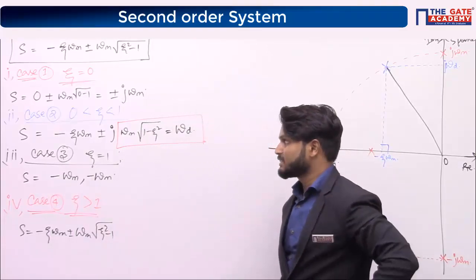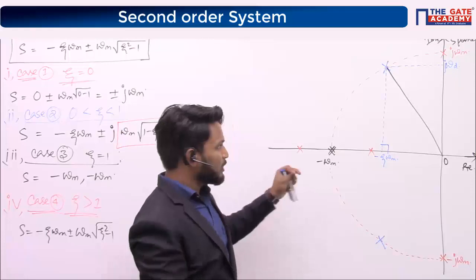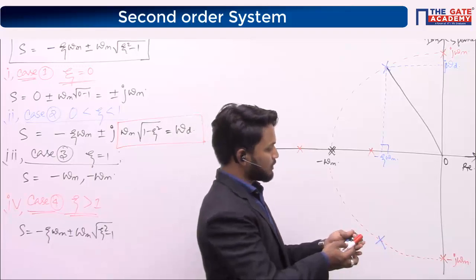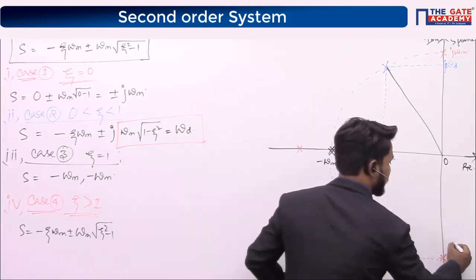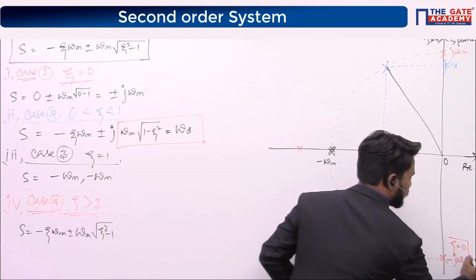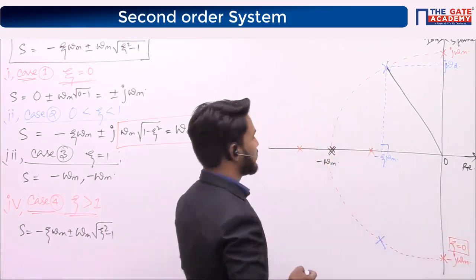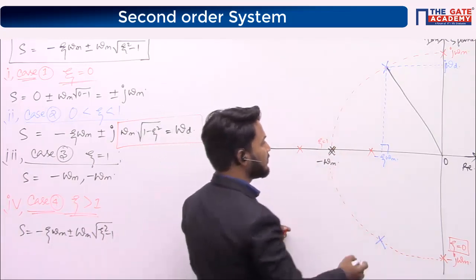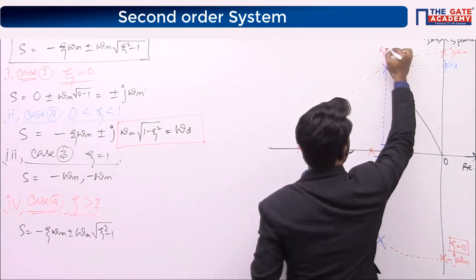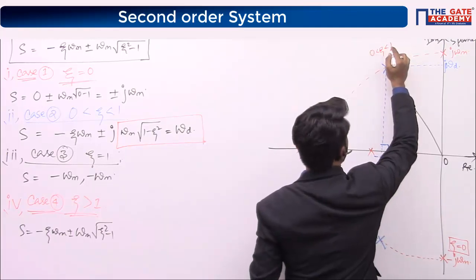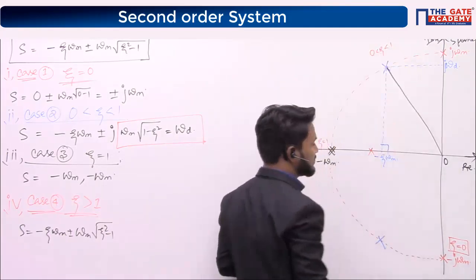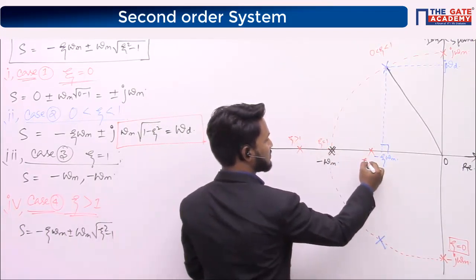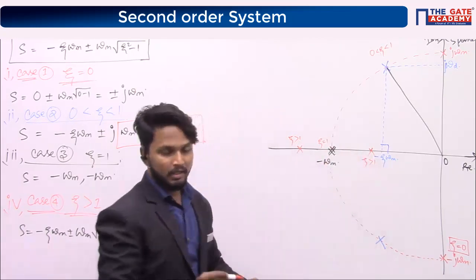So if zeta is greater than 1, these are the roots. So these are the root configurations, right? When zeta is exactly equal to 0, this is the case. I am going to represent each and every case here with this. When zeta is equal to 0, this is the scene, and when zeta is equal to 1 exactly, this is the scene, and when zeta is between 0 and 1, this is the case, and when zeta is greater than 1, this is the case.